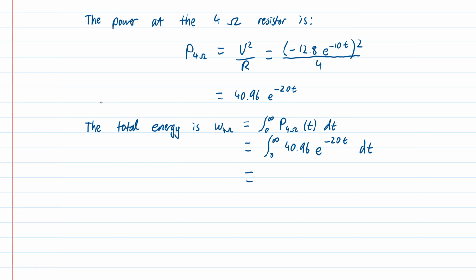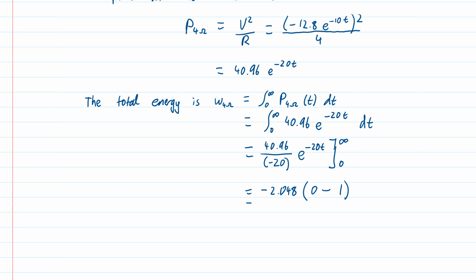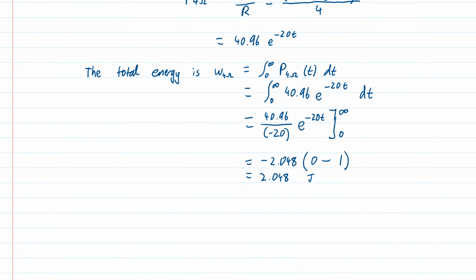If I evaluate that, I will get 40.96 divided by negative 20 times e to the negative 20t, taken over my limits of integration, which go from infinity to 0. The number at the front, 40.96 divided by negative 20, is going to be negative 2.048. Then substituting my limits of integration, e to the negative infinity is just going to give me a 0, minus e to the 0, which is just going to give me a 1. So I will end up with 2.048 joules of energy. All right, we're nearly there.